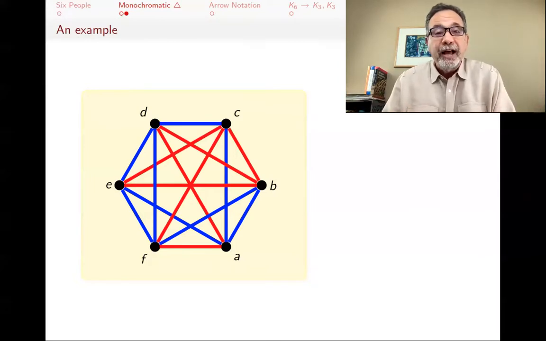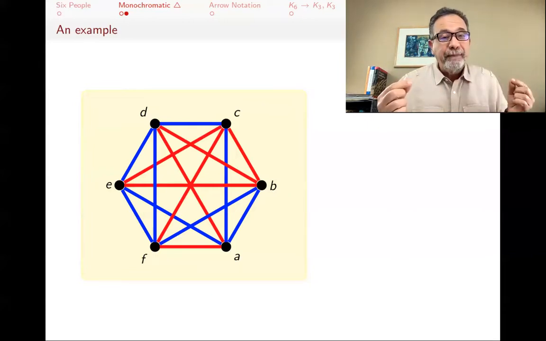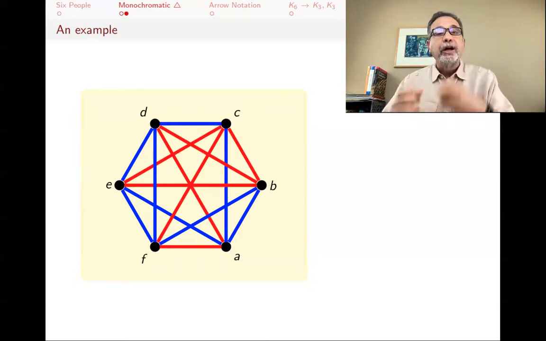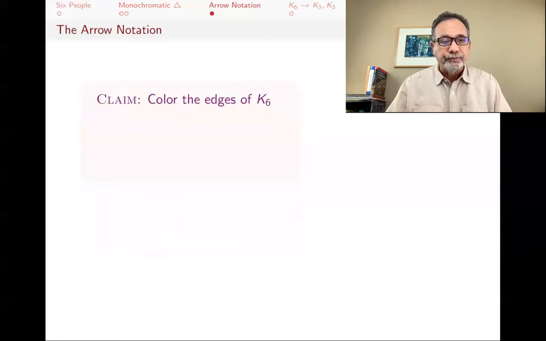Or you might color everything red, then I won't have blue. So that "or" is important. I'm saying that I'm giving myself some flexibility. Either I can find a blue triangle, or I can find a red triangle, or I can do both. Again, "or" is always inclusive.